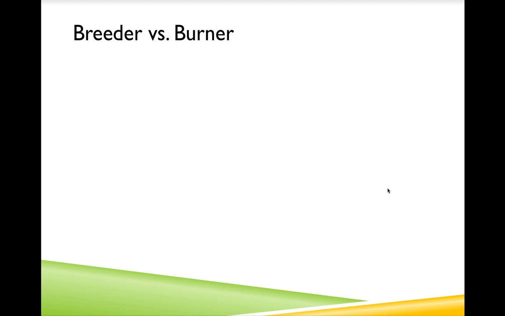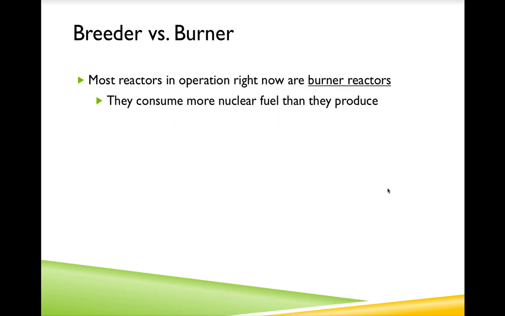All right, so we've got some new technology we're going to talk about, new nuclear technology, before we get into the discussion of advantages and disadvantages. So most reactors that are in operation right now are called burner reactors, which means that they consume more nuclear fuel than they produce. So at the end of the day, with a typical uranium-235 reactor, we produce a bunch of waste at the end that then has to be disposed of.